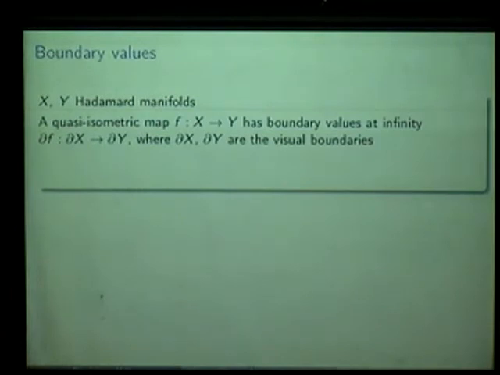So let's get back to general Hadamard manifolds X and Y, and see the fact that any quasi-isometric map from X to Y continuously extends to their visual boundaries, to their visual compactifications, so that there is a boundary map from the visual boundary of X to the visual boundary of Y. What are the visual boundaries?